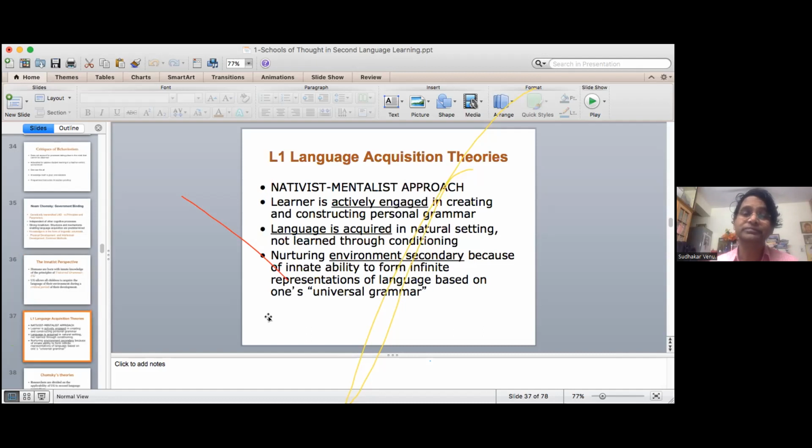And also, the nativist mentalist approach assumes that the child is actively engaged in creating and constructing his own personal grammar. Everyone has their own personal grammar. Language is acquired in natural settings, not necessarily through conditioning. How the child learns a mother tongue is a natural way of learning. So the nurturing environment is secondary because of the innate ability to learn a particular language, because we have the universal principles of language, universal grammar. So that's a very important aspect which we need to study.